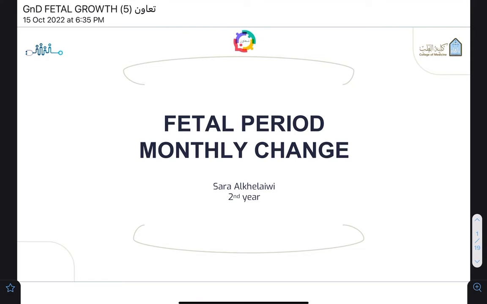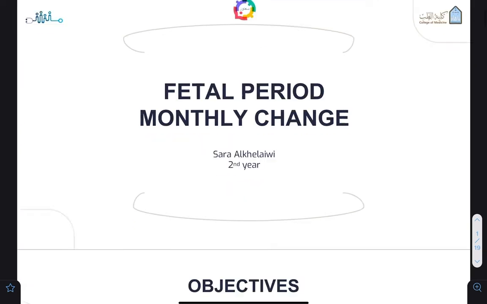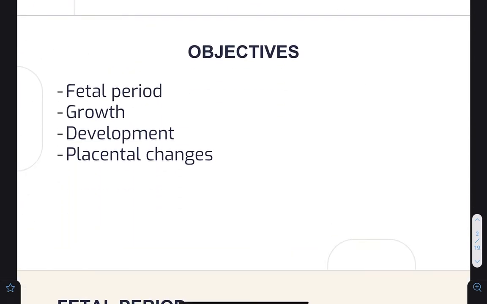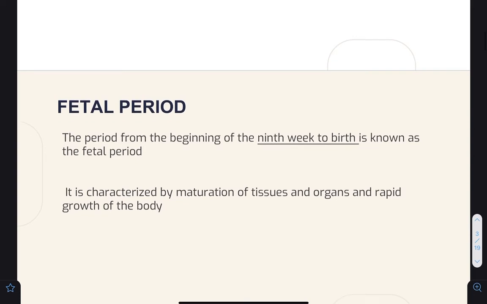اليوم إن شاء الله راح أشرح monthly changes that happen during the fetal period. The first thing I want you to understand is the difference between growth and development. بالأمثلة اللي أعطاكم إياها قالوا إنه growth is length and weight, while development is taste buds, hearing, respiration, vision, etc. So you may have already established that growth is purely physical, while development can be physical and or psychological. We're also going to cover the definition of the fetal period and the basics of the placental changes that happen.